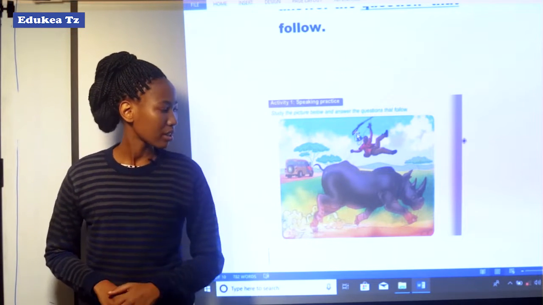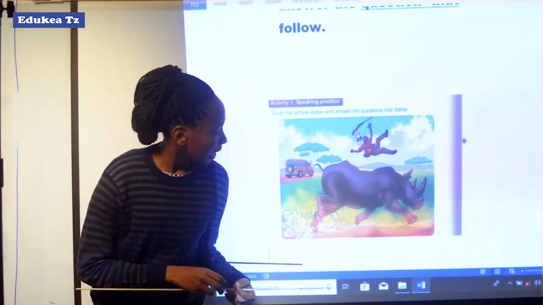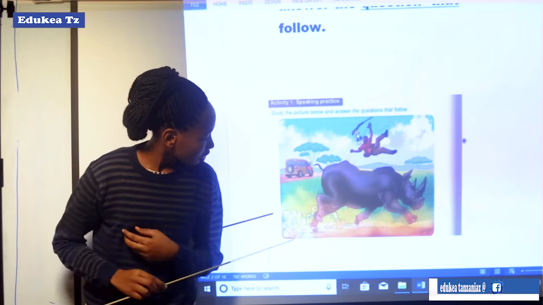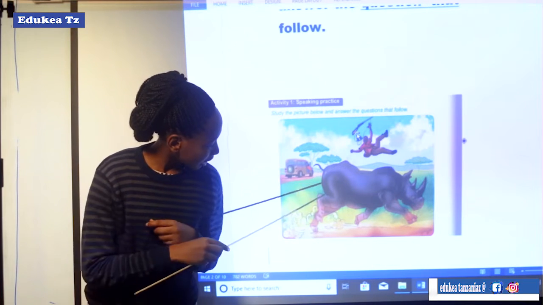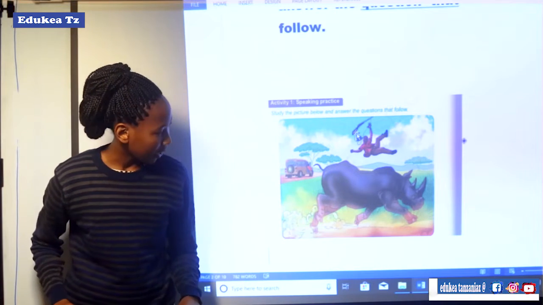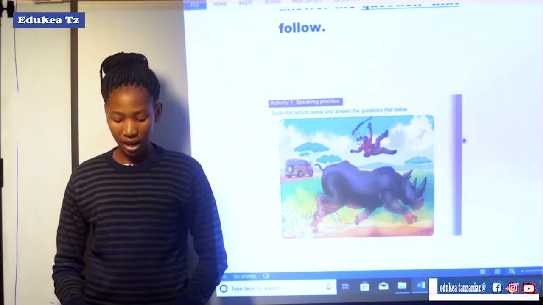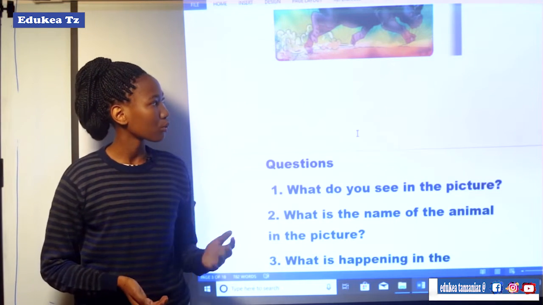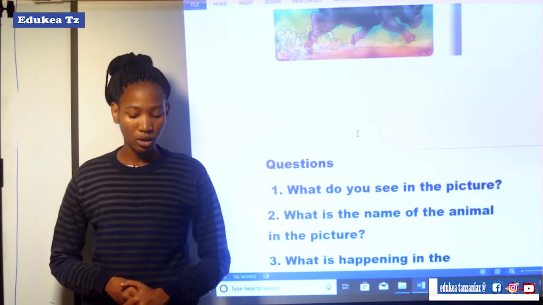Here in the picture you see there is a man and an animal. Also nearby the animal there is a car, trees and the like. After seeing the picture, you should answer the questions that follow.